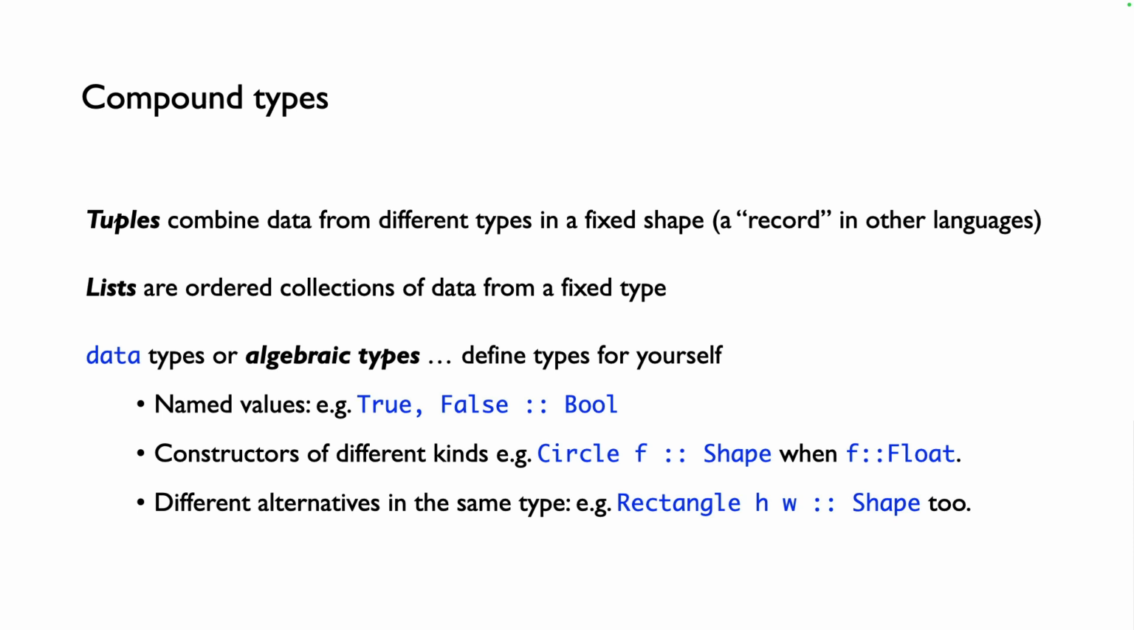And similarly, rectangle, when applied to h and w, two floats, gives us another shape. So a circle will contain one float, its radius. A rectangle will contain two floats, the height and width. So that is a very brief overview of what we'll be going into a lot more detail in the segments to come.